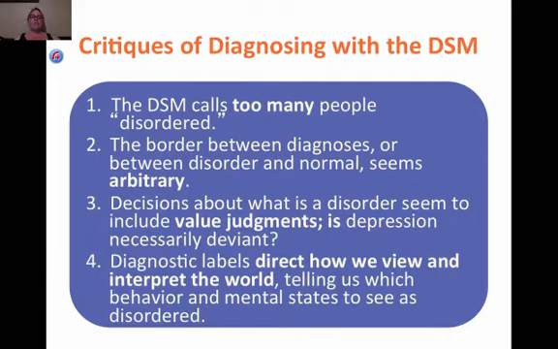Now, what are some of the critiques of diagnosing with the DSM? Well, the DSM calls too many people disordered. The border between disorder and normal seems kind of arbitrary. Decisions about what is a disorder seem to include value judgments, so is depression necessarily deviant? And diagnostic labels direct how we view and interpret the world, telling us which behavior and mental states to see as disordered. These are some of the issues that people have with having this wrapped-up book of the DSM.